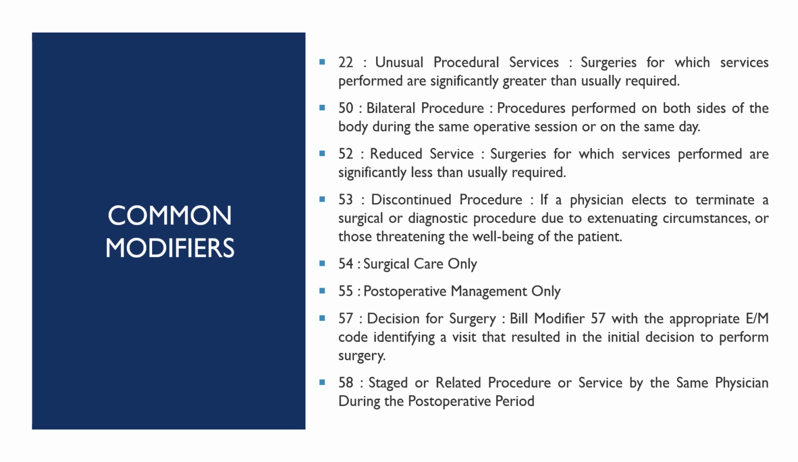And then we have the 57 modifier, which is the decision for surgery. So this is to be used with the appropriate E&M code when the decision to perform surgery was made in that visit. And then we have the 58 modifier, for a staged procedure. So in some cases it may be a very complex procedure, and the physician may stage the procedure. He will say, okay, we'll do one part in this session, and the other part we'll schedule for the next day. So that is a staged procedure.